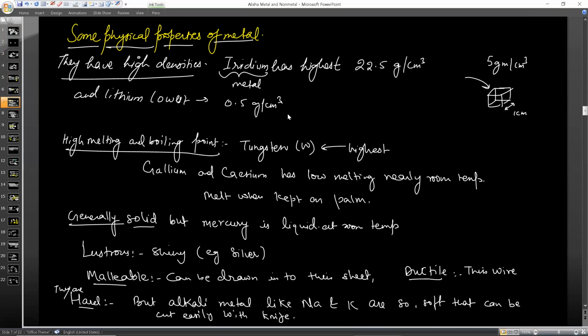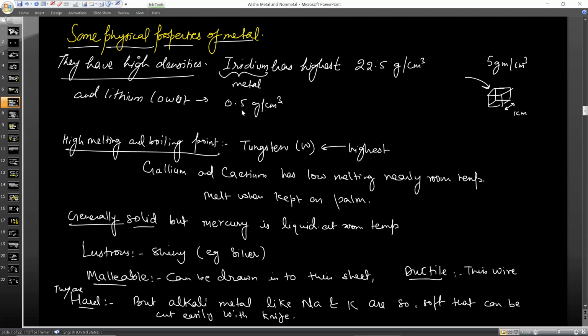If the same Ludo dice is made of iron, it will be heavier than a Ludo dice made of wood, because wood doesn't have as much density as metal. So metals have high densities. For example, if a Ludo dice made of iridium weighs 22.5 grams, then a dice made of lithium would weigh only 0.5 grams.